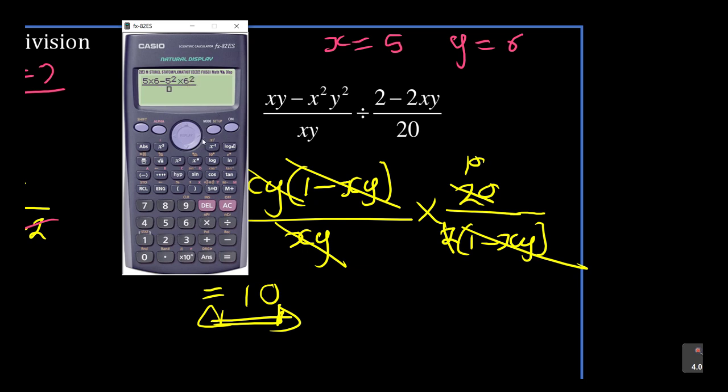Numbers that don't confuse, you know? Over XY, again, 5 times 6. You see? Then I'll say what? Divided by. Come here, 2 minus 2 times, always multiply or put a bracket. And then you say XY, which is 5 times 6. And then divided by 20. I say equal to, this guy will give me what? It must give me a 10.